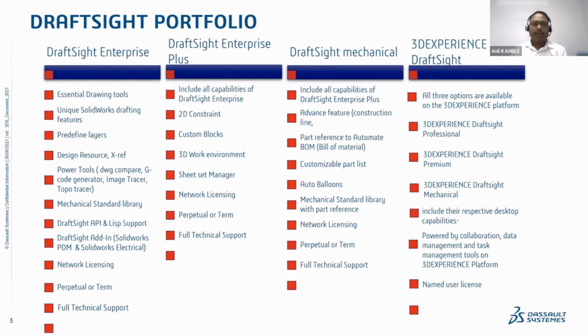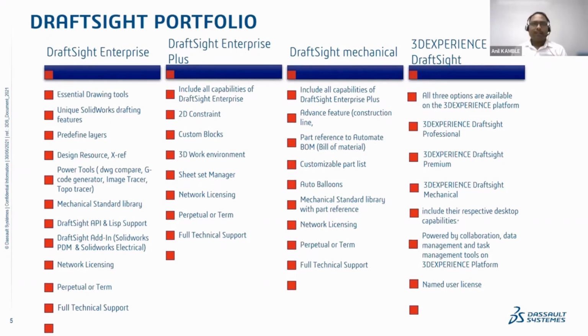DraftSight Enterprise comes with power tools. You can compare the drawings. You can create G-codes if you would like to give them to the CNC operator. You can convert raster images into vector geometry with image tracer. And if you are from the mining industry and specifically work on topographic images, you can convert those topographic images into 3D DTM solids with the topo tracer.